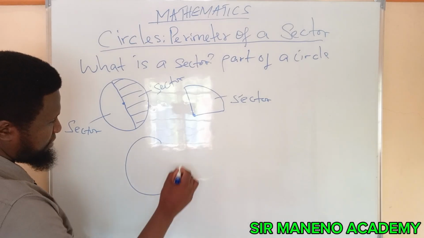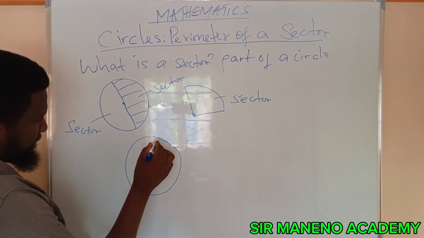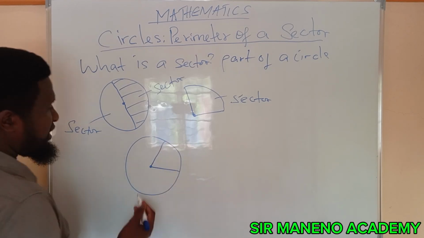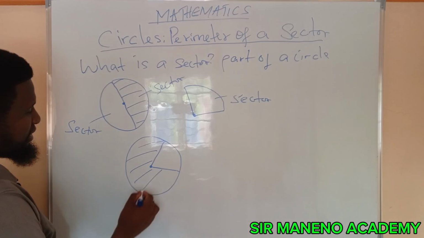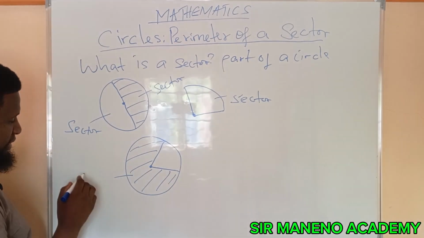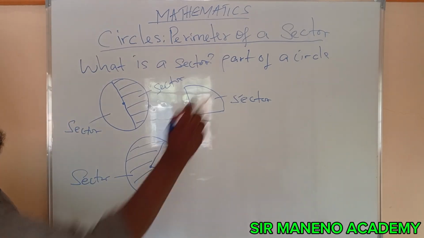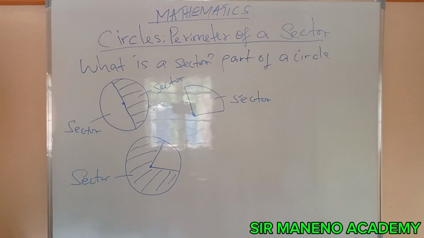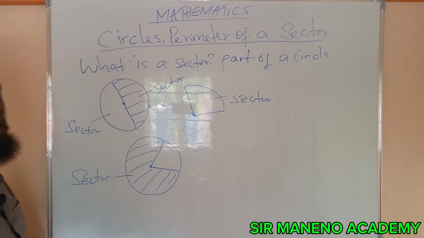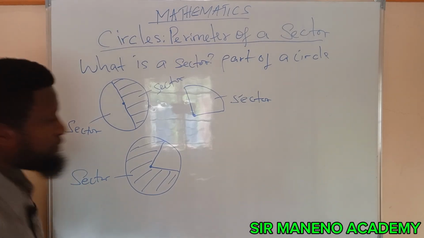Also, let me have another example here. If we have such a thing, the center is here, then like that, then we have this part here. The colored part is also a sector. So a part of a circle is what we call a sector. Now we want to see how we calculate the perimeter of any given sector of a circle.